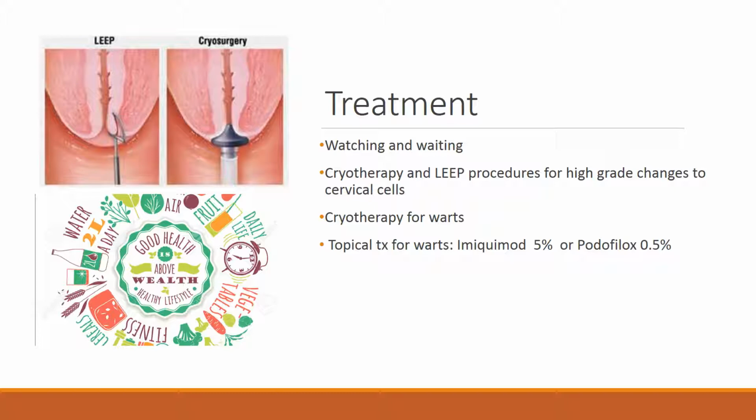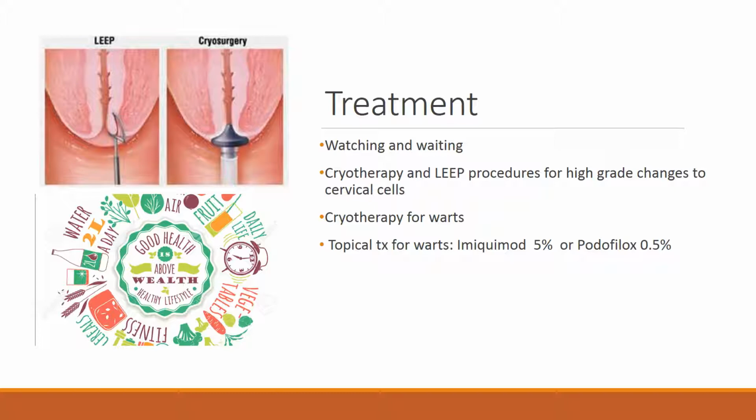A LEAP procedure, you'll see on the left here, is an electrosurgical procedure where it just removes a very thin layer of the cervix and the abnormal cells along with it. Oftentimes people return back to normal Paps afterwards. And then cryosurgery is just like freezing off a wart on your finger, but we're doing it on the cervix with a special shaped tool. Now, if you have warts, we would use cryotherapy, or a patient at home can use a topical treatment like imiquimod or podophyllox and treat those themselves at home.